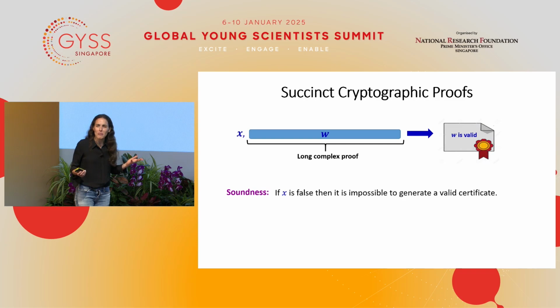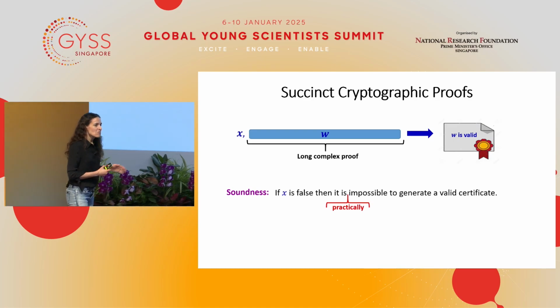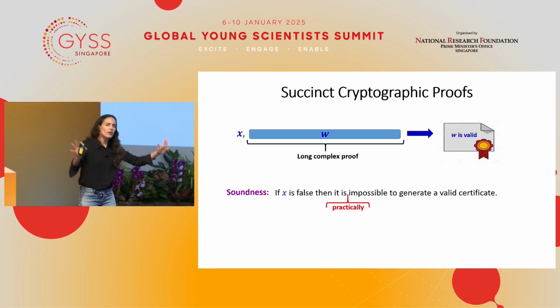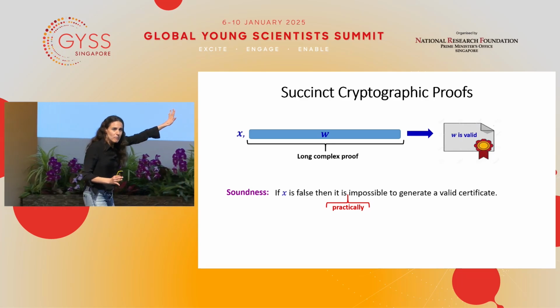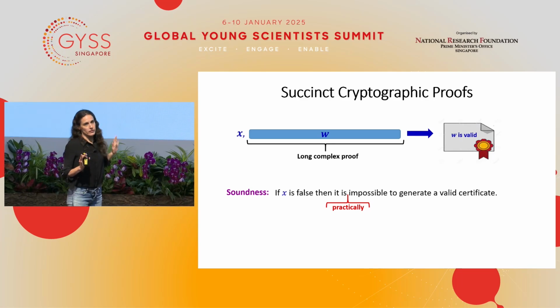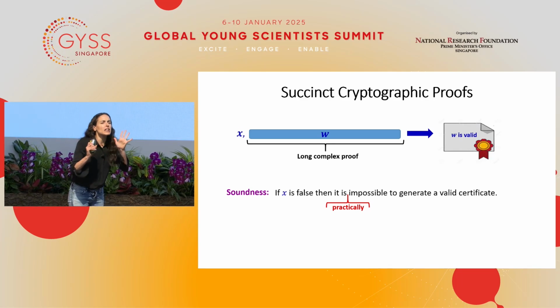How would we overcome this impossibility? So here's the idea: one way to overcome this impossibility, you know what? We don't necessarily say it's impossible. We're going to say practically it's impossible. Meaning, there may be fake proofs for false statements. Maybe, but it's really, really hard to find.